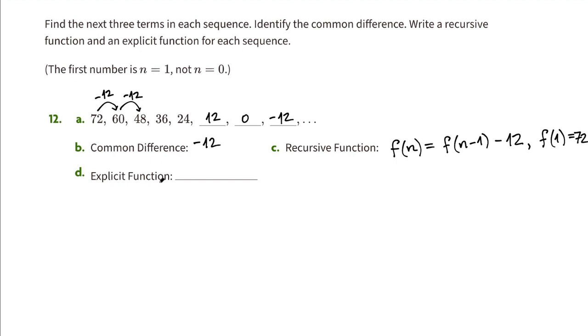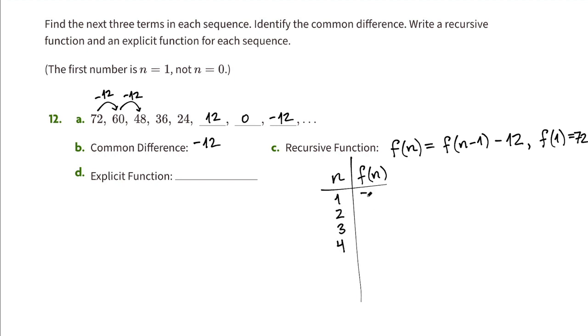Then we want to find an explicit function. Well, for the explicit function, we can find the pattern if we use a table of values and see the progression using that common difference. So we'll take our term numbers n, and then f of n, and we'll just look at a few terms. So 1, 2, 3, and 4.